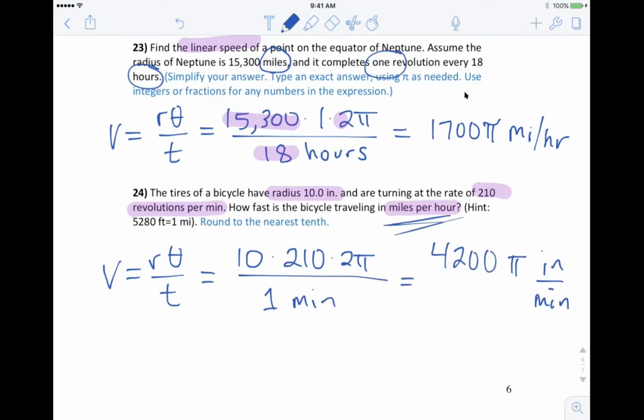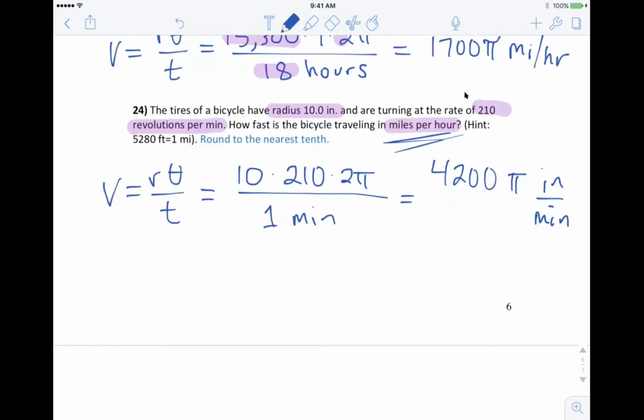Dope. So I got to keep going here on this one. And it just wants some rounding. If it says rounding, I'm going to probably, well, not probably, I am going to do my pi approximation, use my pi key on my calculator. Okay, so let's now convert this 4,200 pi inches per minute. We've got to convert this to miles per hour. And the way to do that is dimensional analysis, they call it sometimes. You might see this in science classes a lot. We're going to multiply by conversions.